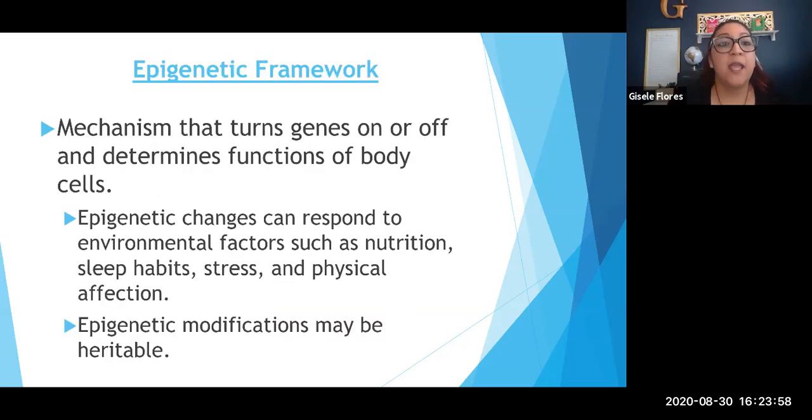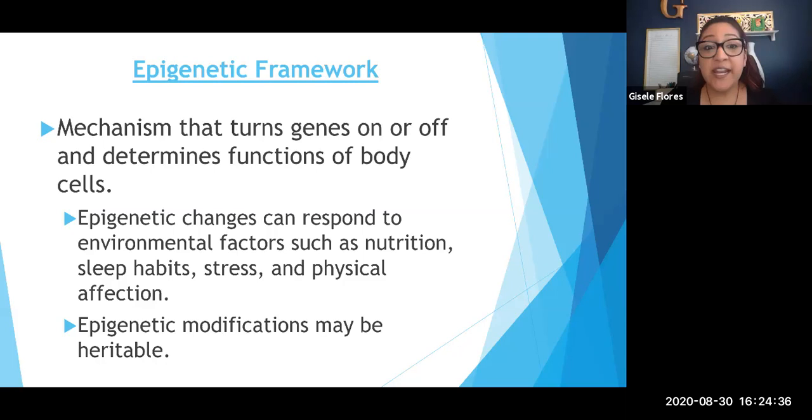Okay. Now, what is epigenesis? We're going to talk about an epigenetic framework. What epigenesis is, we've learned that it's not just nature and not just nurture that frames who we are and how we develop. And what we know is even with biology, you might have a genetic predisposition, but our environments really do play a role in whether that gene is expressed fully or not. So it's this mechanism that either turns the gene on or off and determines different functions of the body.